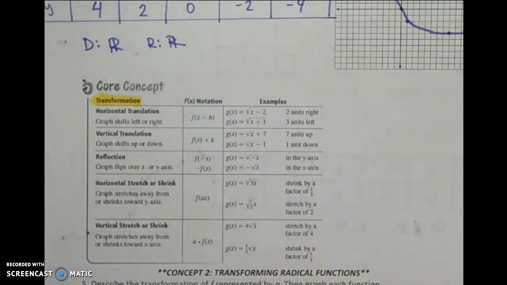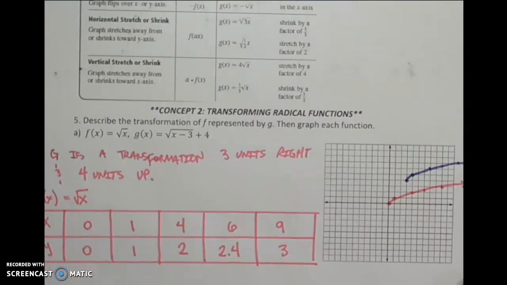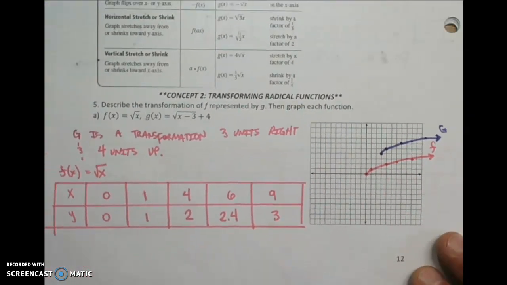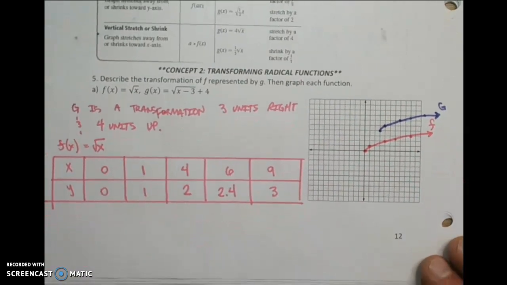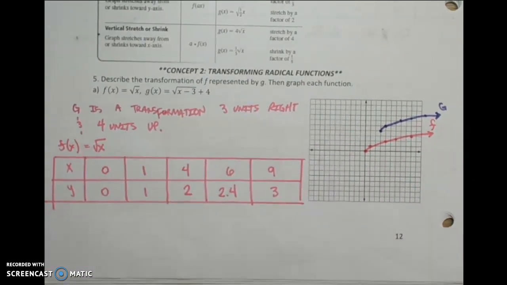So let me just go ahead and explain. I'm going to scoot it up. Here is concept number 2, transforming radical functions. Alright, describe the transformation of f represented by g, then graph each function.